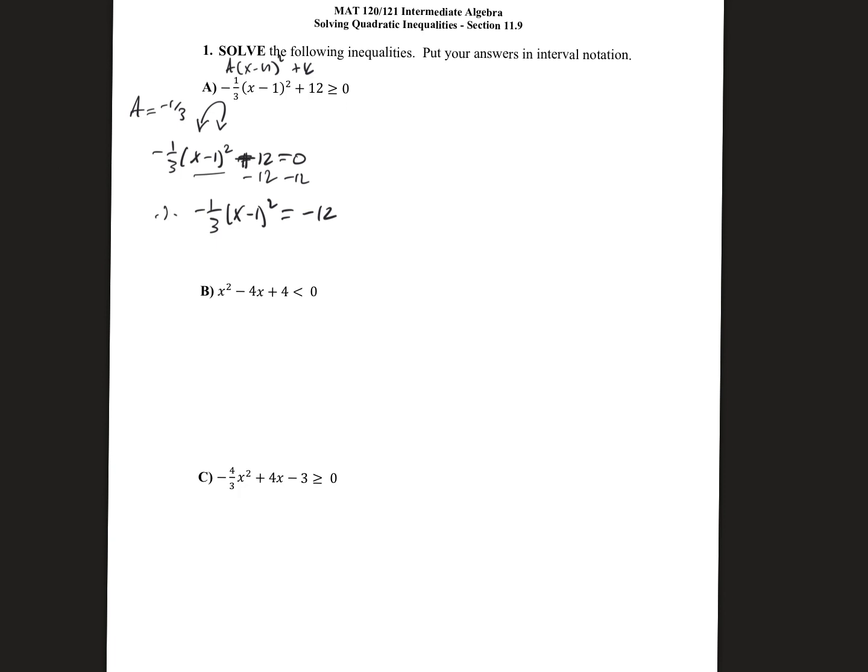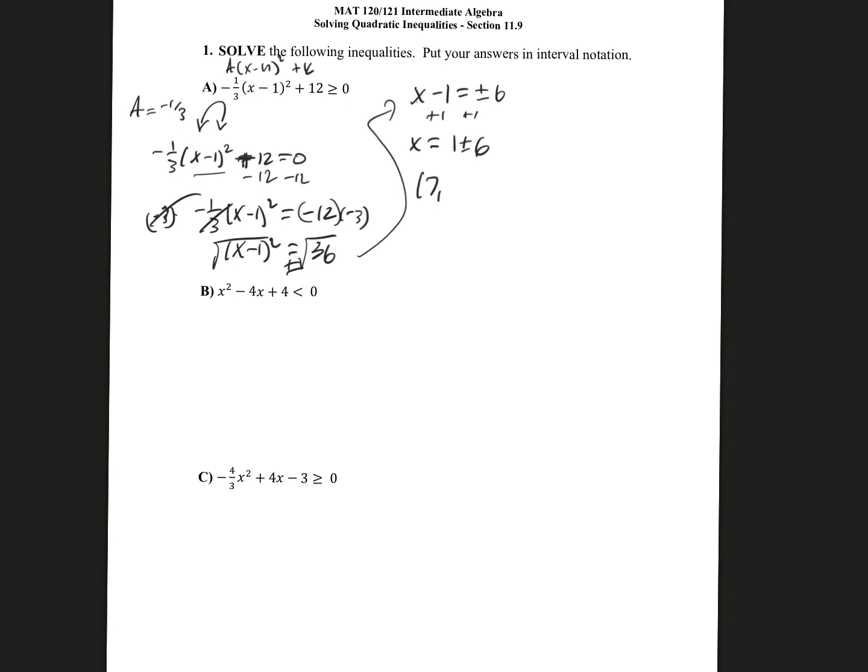If I multiply both sides by negative 3, the 3's will cancel out here, and that'll leave us with (x minus 1) squared equals 36. So to solve for x, I'm now going to take a square root, introduce a plus minus. Let me bring this a little higher. So we end up with x minus 1 equals plus or minus 6. So adding 1 to both sides, x is 1 plus or minus 6. So if it's plus, we get (7, 0). If it's minus, we get (negative 5, 0).